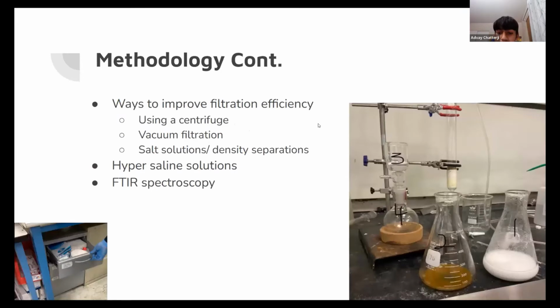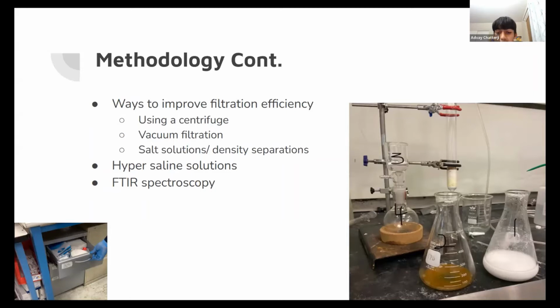Currently, we are experimenting with new methods to improve filtration efficiency with our digestions. One method we have tried is centrifuging the digestions for 3 minutes at 3,500 RPM. In addition, we have tested using a vacuum filtration with a 1.60 micron or 100 micron filter paper. We've also tried using various salt solutions for density separations. However, all of those had some kind of problem, so we moved on.